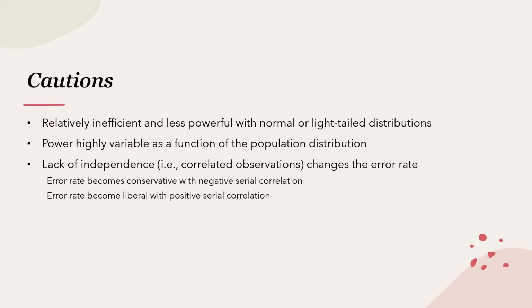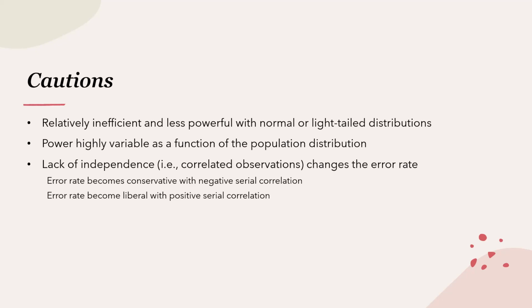That means that whatever nominal error rate we chose, we actually are going to be using a smaller type 1 error rate when there's negative serial correlation. That is, when the first observation and the second observation have a negative correlation, the second observation and the third have a negative correlation, and so on.